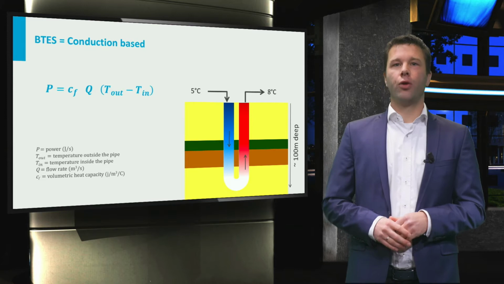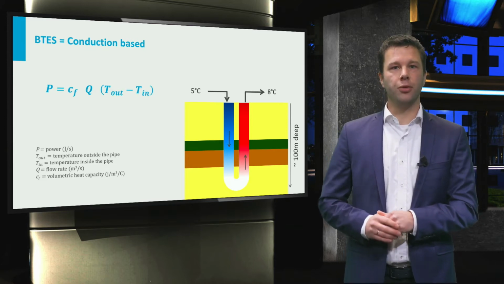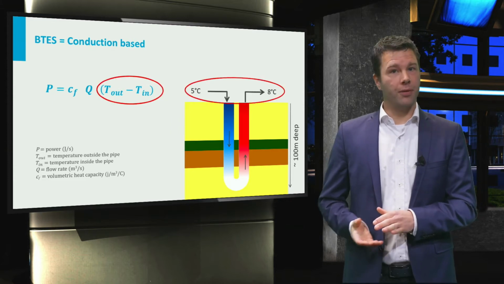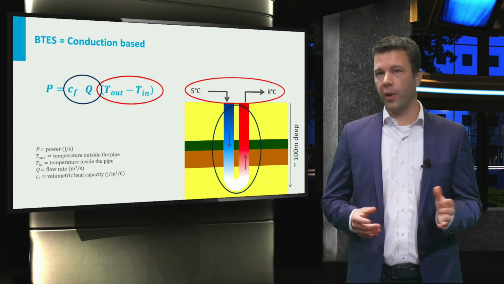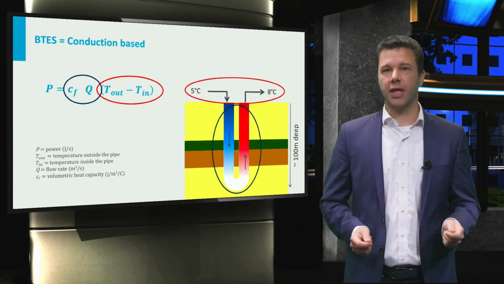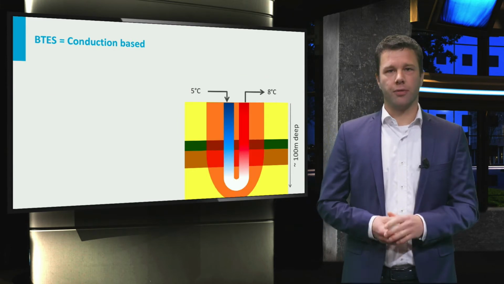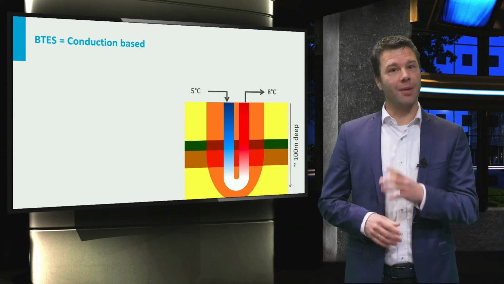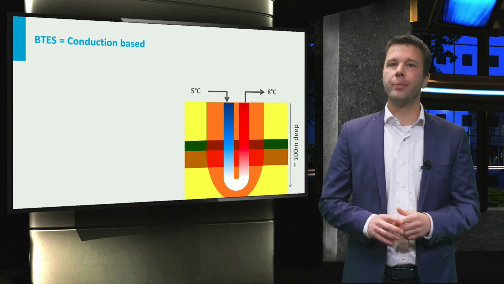We can calculate the thermal power output of a BTES system with the equation we previously used for the geothermal systems. The temperature difference, however, is now between the in and the outflow of the pipe. The flow and the heat capacity refer to the medium inside the pipe. Because of the energy conservation law, the amount of heat extracted by the medium circulating inside the pipe must be equal to the heat flowing towards the borehole.